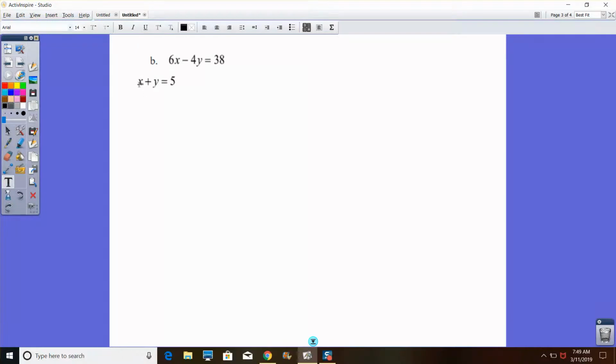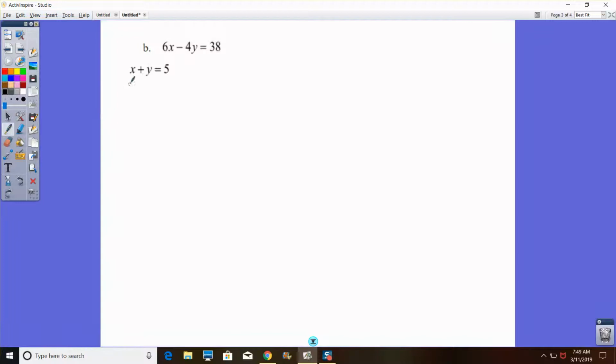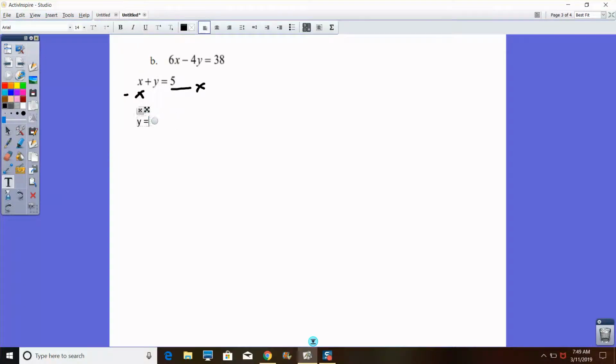Okay, so we'll take the x plus y equals 5. Let's solve that for y. So if I want to solve that for y, I have to just move this x term over to the other side. Okay, using the mouse again here. So that means that y equals 5 minus x, which is fine. You can write it like that.